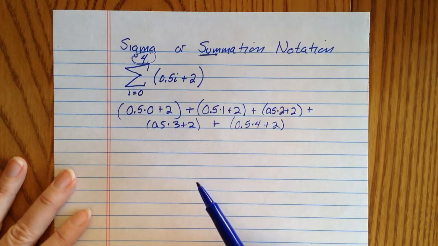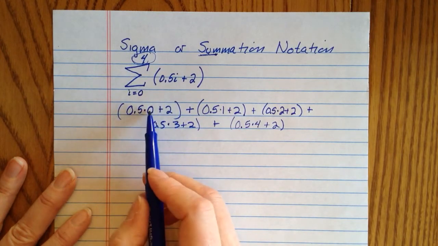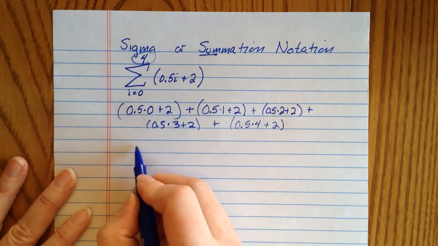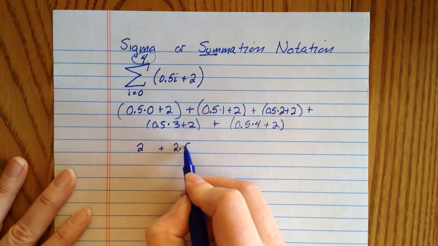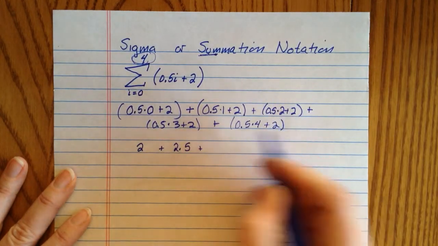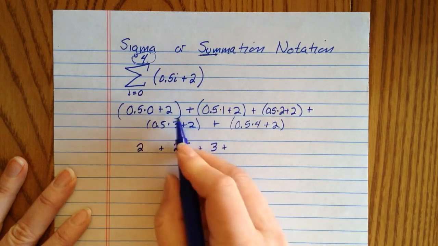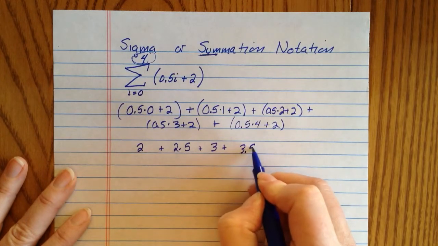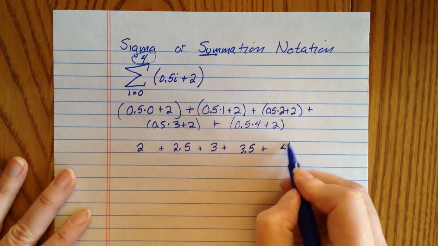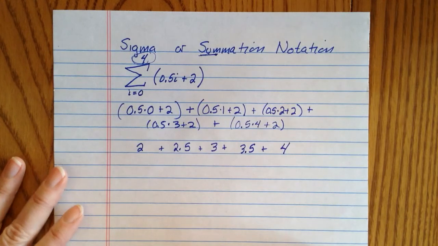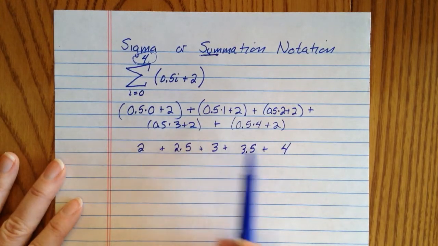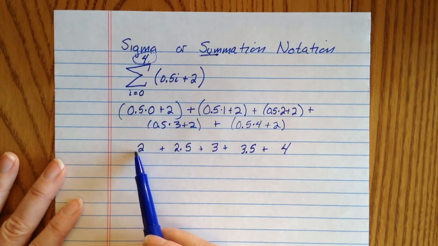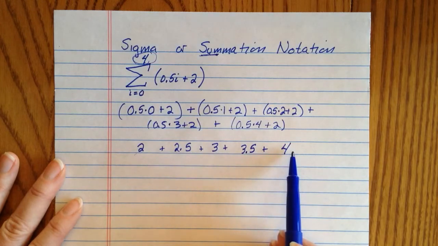From here, we math. This is going to equal 0 times 0.5 is 0 plus 2 is 2. The next term, you do the math, is 2.5. The next term, do the math, 3, then 3.5, and finally the number 4. Well, isn't that clever? Take a look at this. The sigma notation has given us a sequence of numbers that are actually going up by 0.5.